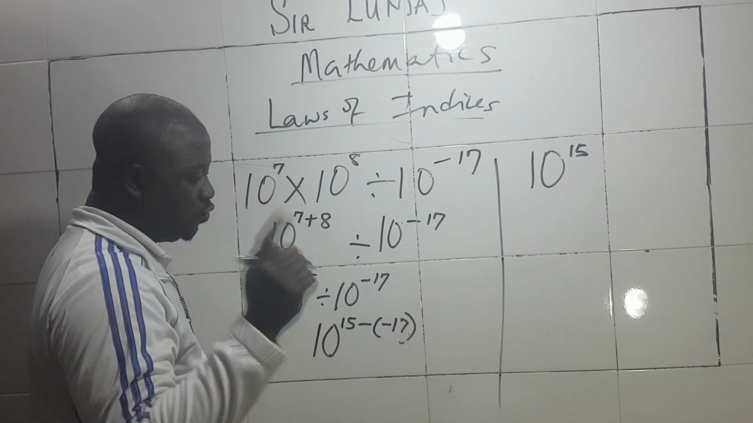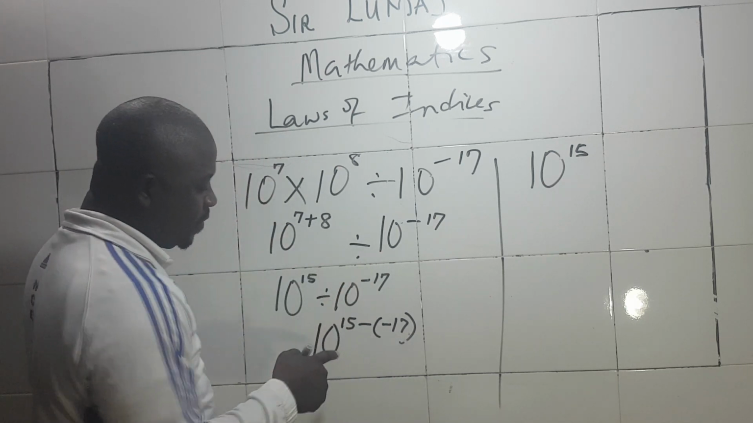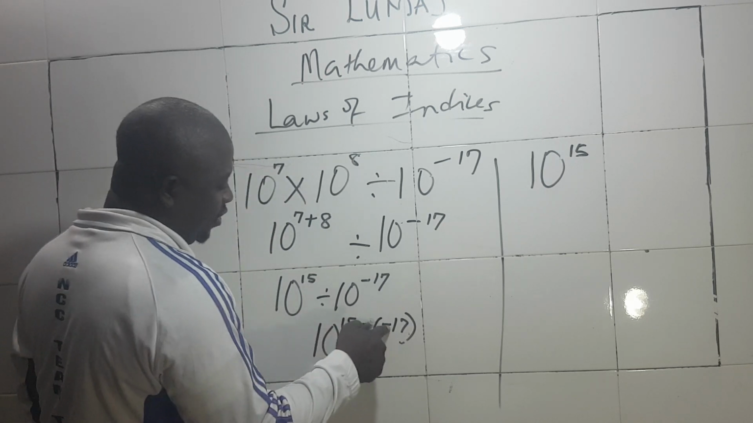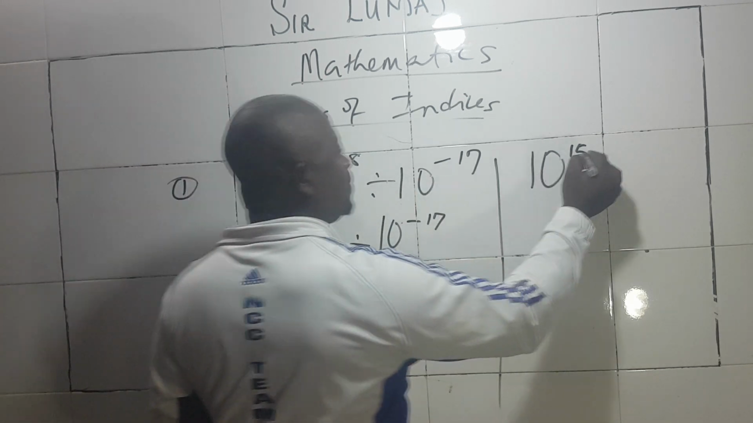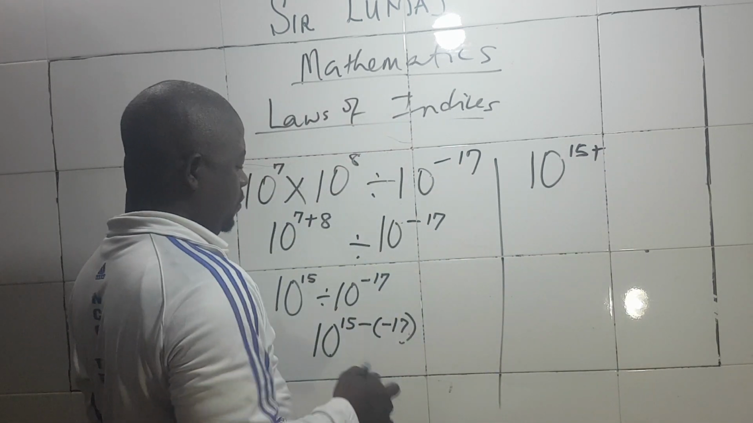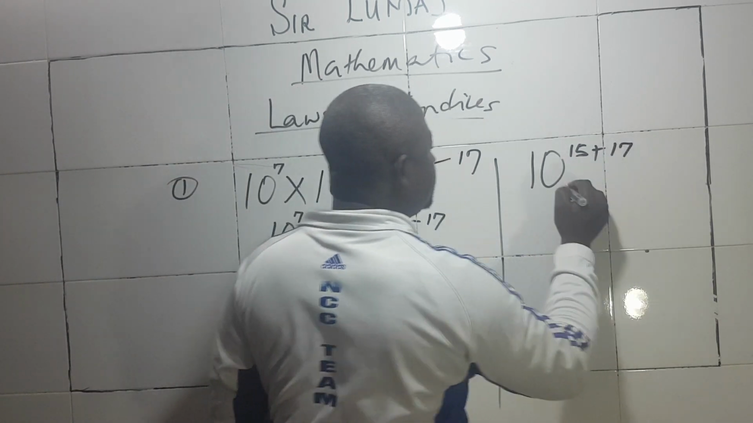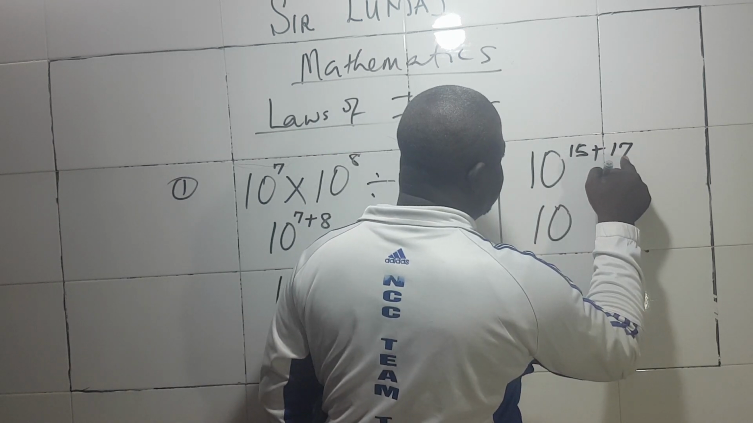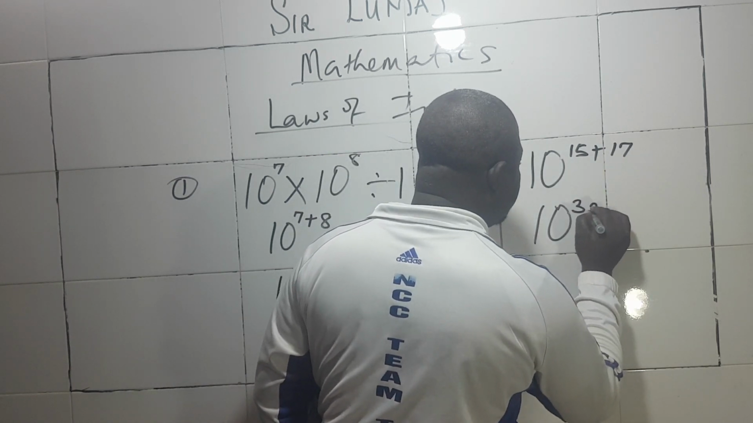From the first video, I taught us product of signs. This is minus times minus. Minus times minus is what? Plus 17. So that will now be what? 10 raised to power what? 15 plus 17. That is what? 32.